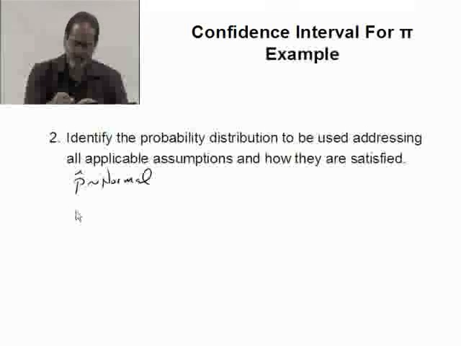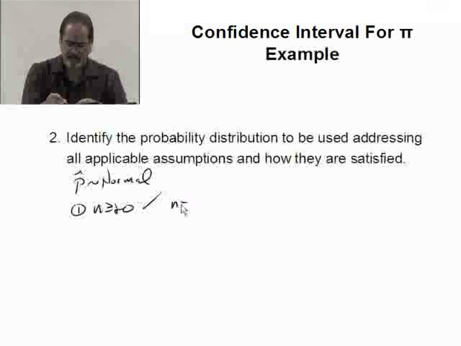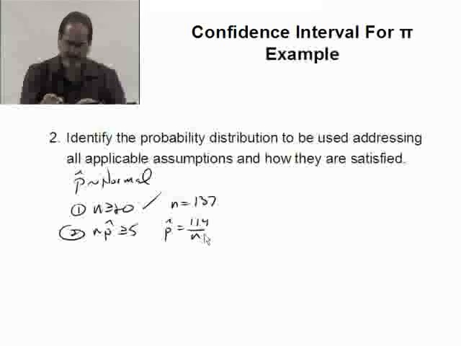Now, is it reasonable? Well, 1, I need n at least 20. Yeah, this is okay because n equals 137. 2, I need n times p hat to be at least 5. Yeah, it is, because p hat equals 114 divided by n, which is 137. So if I multiply both sides by n, which is 137, it cancels out. That's 114.